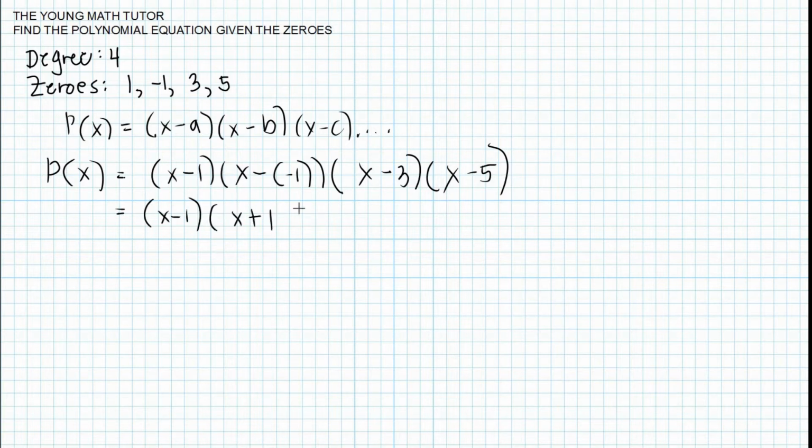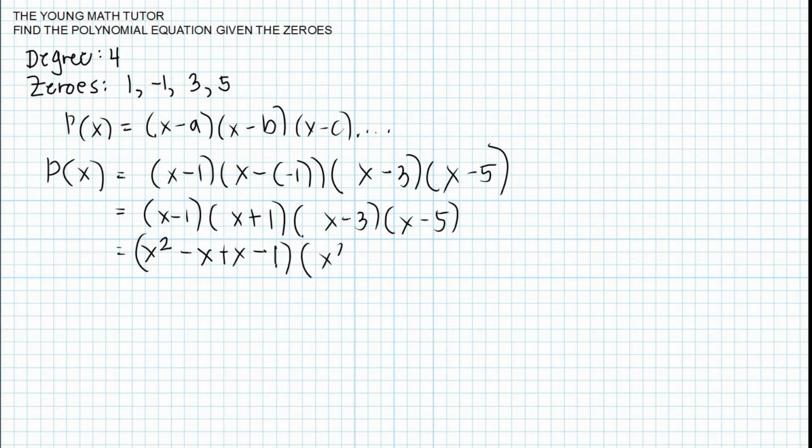So let's simplify this equation, and that will be x minus 1, x plus 1, x minus 3, and x minus 5. Now we can begin with multiplying the first two factors, so that would be x squared minus x plus x minus 1 rather, and then the last two, which is x squared minus 5x minus 3x plus 15. After that, we can simplify this. So the first one would just be x squared minus 1 because the x's cancelled out, and then x squared minus 8x plus 15.